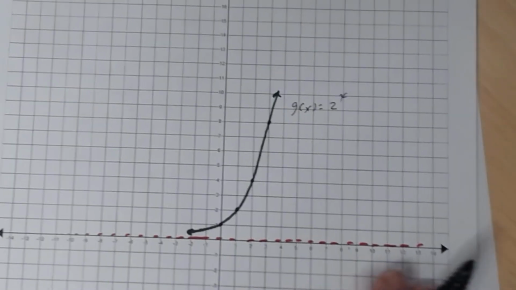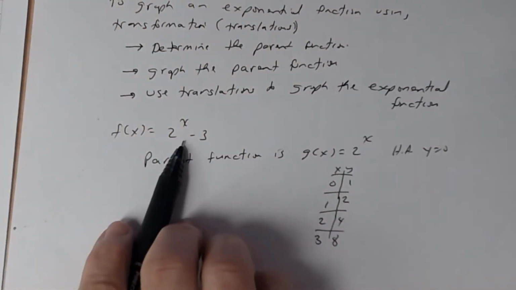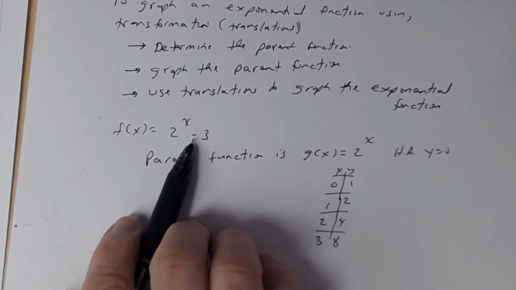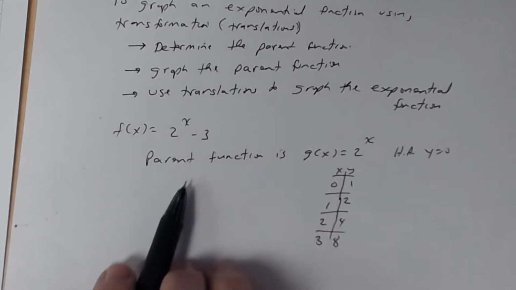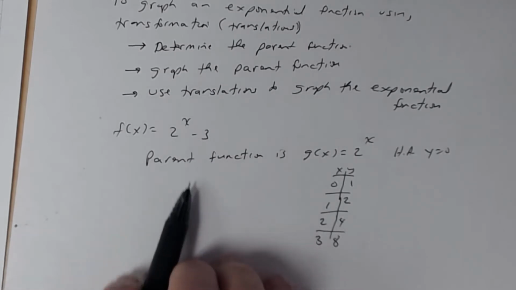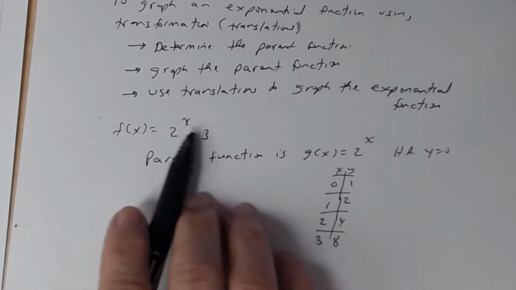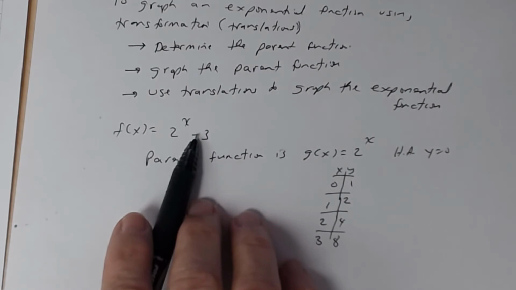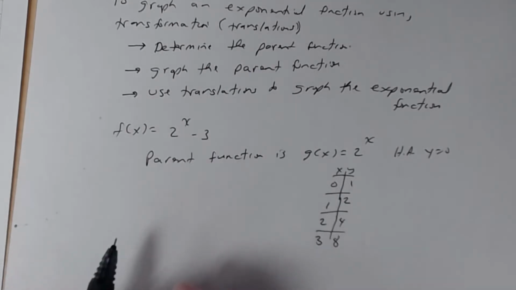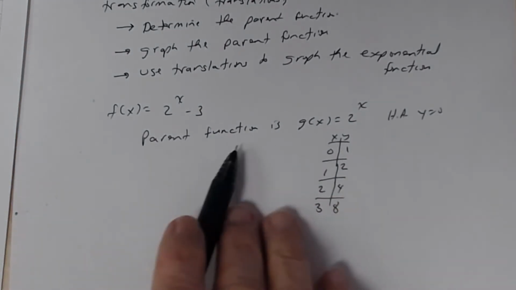So if you want to graph this now, see this -3? That's going to be a vertical translation. You're either going to go up or down. Since it's negative, you're going to go down. If this were +3, remember that would imply that the horizontal asymptote is y equals 3. You would go up 3. Okay? So listen to what I'm about to say.